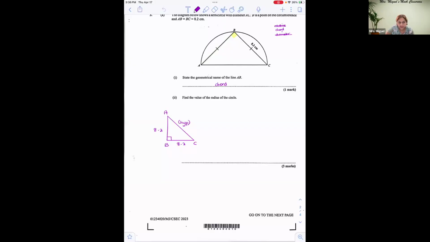All right, so we want to find the long side. So if I label here C, B, A, C squared is equal to 8.2 squared plus 8.2 squared. Work out that for me using your calculator. When you find the answer and you add it up, find the square root.